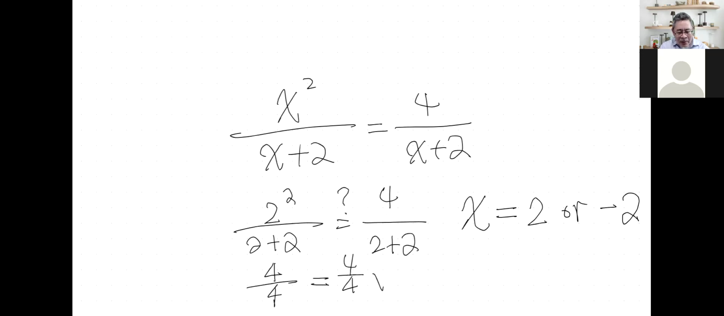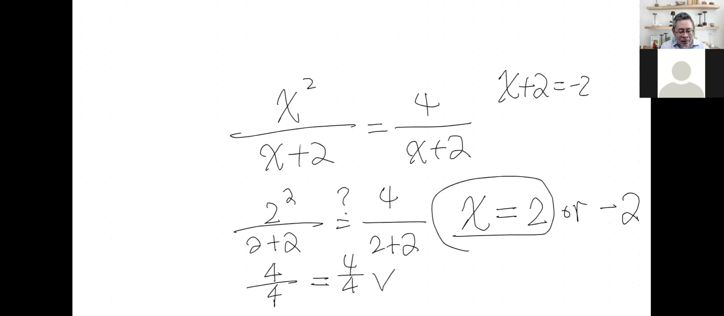So this is a good one. But -2, we have a problem because x plus 2 is negative 2 plus 2 equal to 0. So we cannot divide by 0. So this one is not a valid solution. Good.